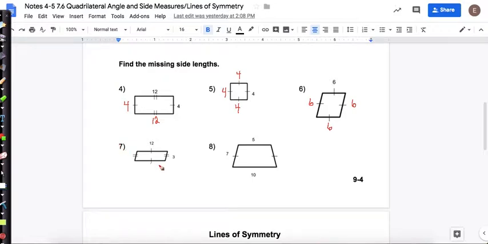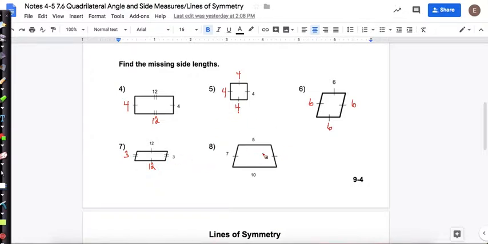Number 7, the only name other than quadrilateral is a parallelogram because opposite sides are congruent, same hatch mark, and opposite sides are congruent here and also parallel. But this one is not the same picture as this one. This one's a rectangle because it has 4 right angles. This one is slanted, so this is not a rectangle. This is just a parallelogram and a quadrilateral.